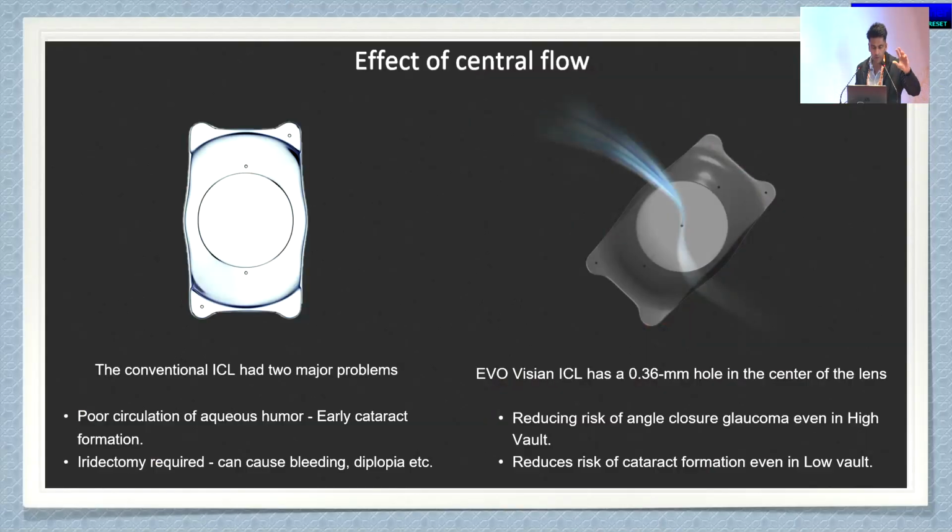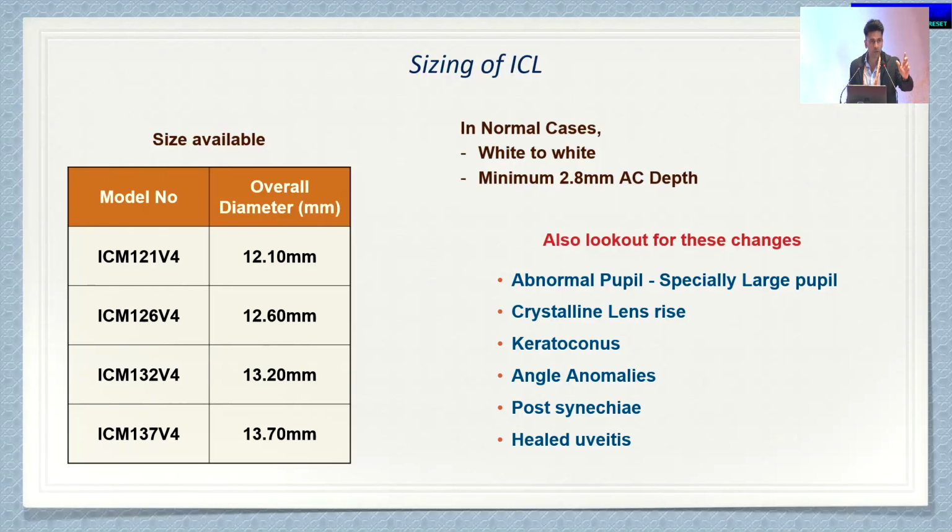And in the effect of the central flow, we all understand, obviously, there's a central flow. The advantage of this is basically it reduces the risk of angle closure, even if you have a high vault. It reduces the risk of cataract formation, even if you have a low vault. So these are some of the advantages of using the central flow. Nowadays, everybody's on the central flow, so you're fine. The sizing of the ICL, the Star company particularly makes it in four sizes: 12.1, 12.6, 13.2, and 13.7. What you want to ensure is to look out for these changes in case there is an issue.